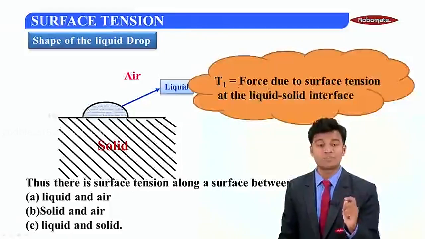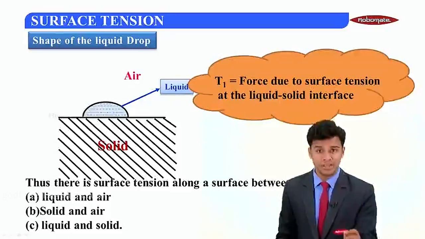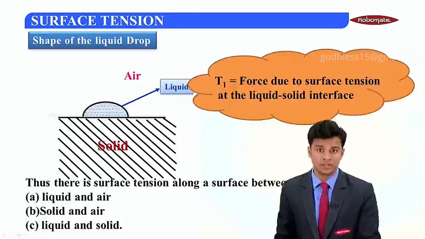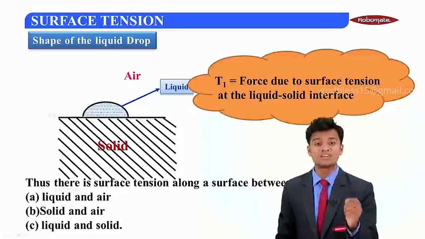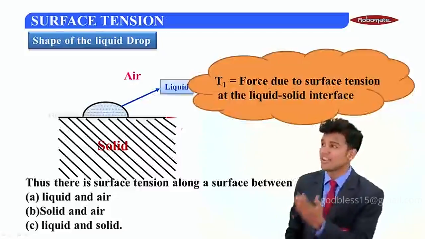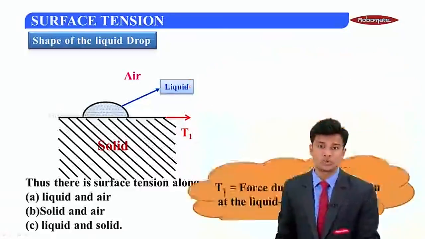Now class, I say that T1 is the force due to surface tension at the liquid and solid interface. Remember class, I repeat the statement again. Whenever there is change in media, there is always force of surface tension at the separation, or I can say at the boundary of those two media. So now I say that T1 is the force due to surface tension at the liquid and solid interface. As you can see in the diagram, T1 is the force as shown.